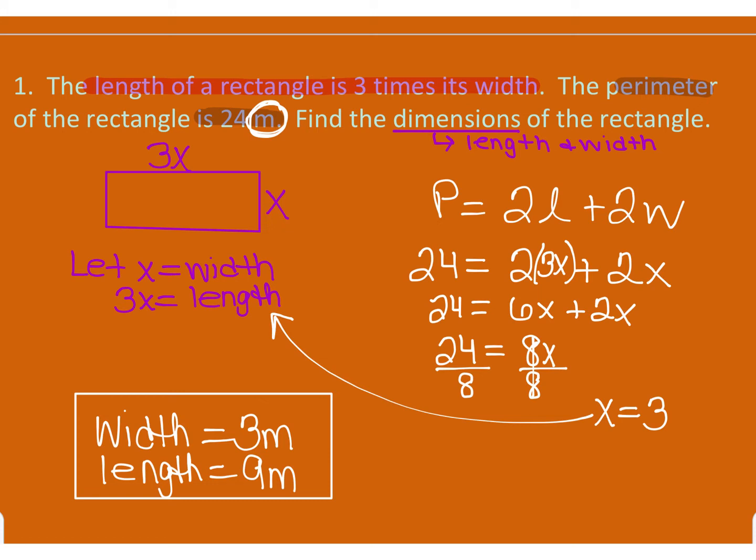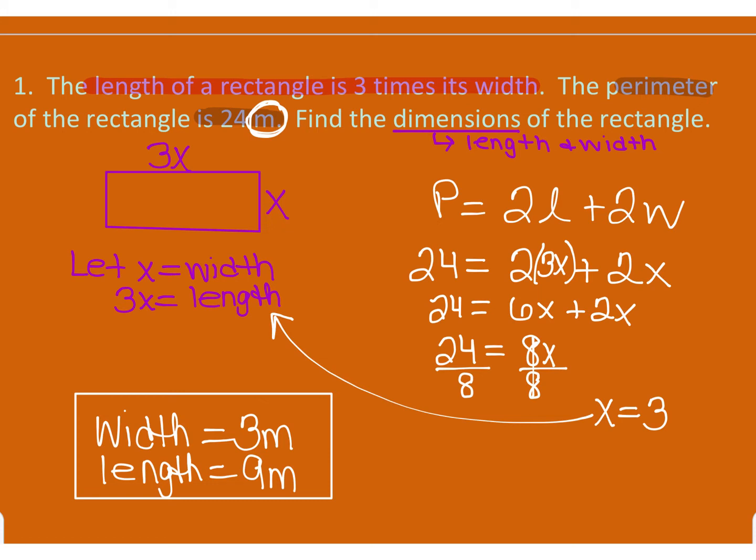Solving that, so 24 equals 6x plus 2x after I evaluate. Add those like terms up. 24 equals 8x. Divide by 8. Get down to an answer of x equals 3.